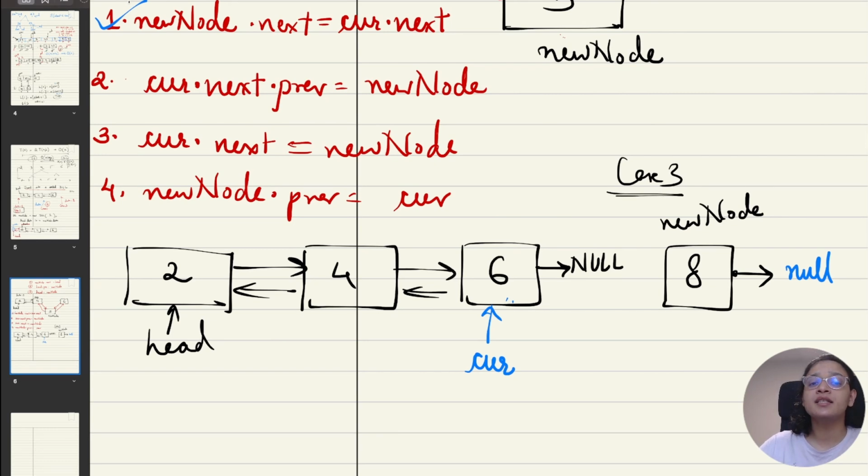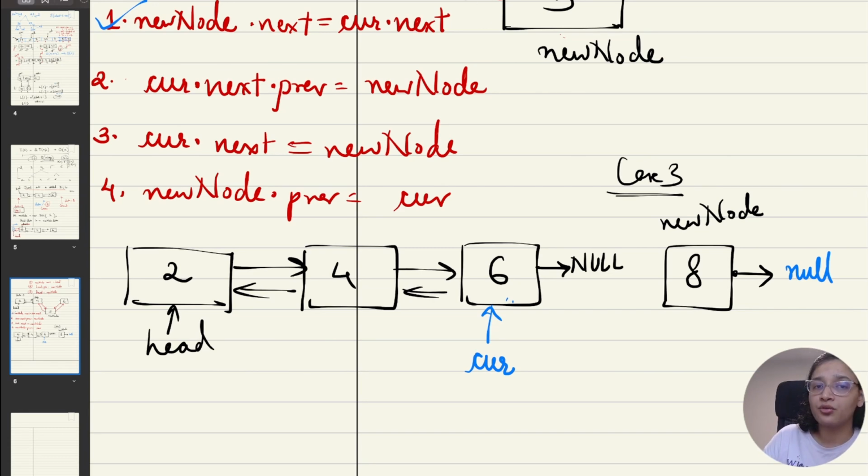Next I'm saying current dot next dot previous. Now what is current dot next? Current dot next is nothing but null. Can I say null dot previous? In my second step, current dot next, in my scenario here, case number 3, current dot next is nothing but null. If I use this step, null dot previous is going to give me a null pointer exception because null dot previous makes no sense at all. That means that I cannot use step number 2.